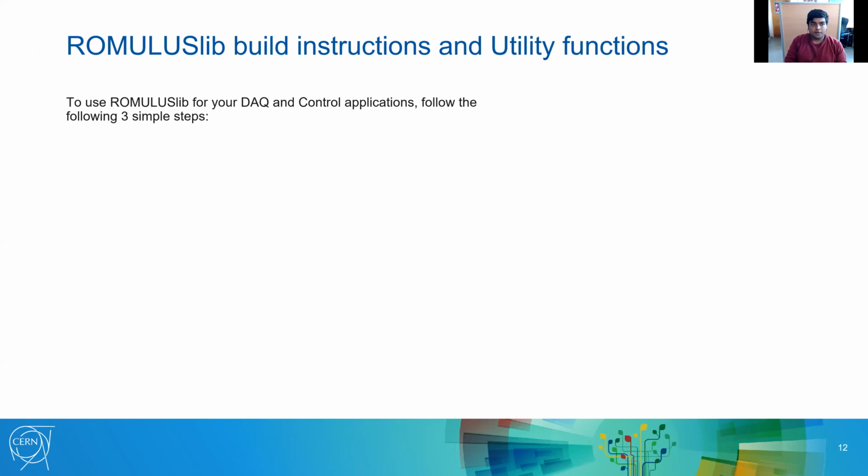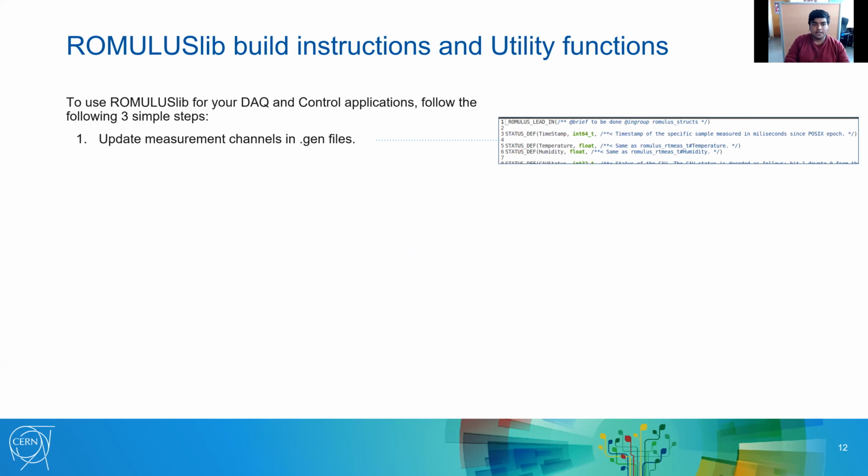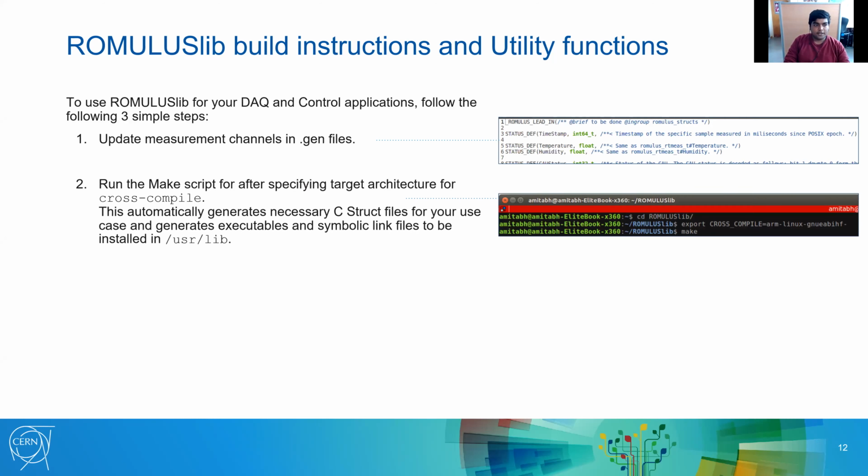So if you want to build the Romulus lib for the DAC and control applications, there are 3 simple steps. The first is we define the measurement channel. We define this through a gen file, which is nothing but a text file, where we define what parameters we want to communicate. Then we do the make by specifying the appropriate target. And after doing make, the library generates the necessary executables that you can install in the user library directory.